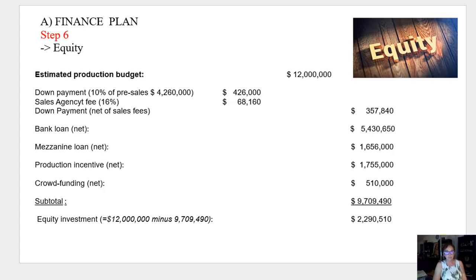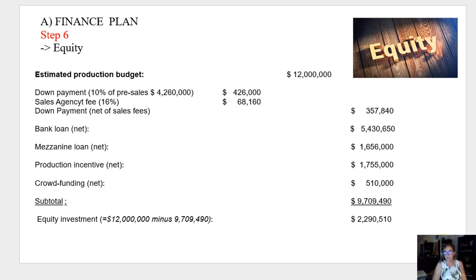of 16%, and that $68,160 is going to be deducted from our down payment of $426,000. So that leaves us with a down payment portion of $357,840 that we can use to cover production costs.